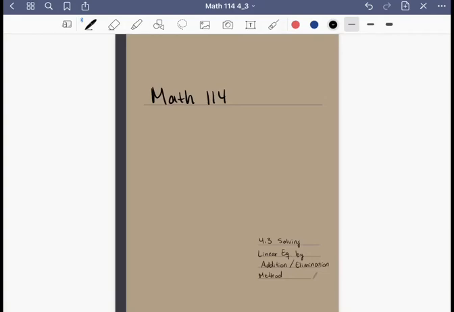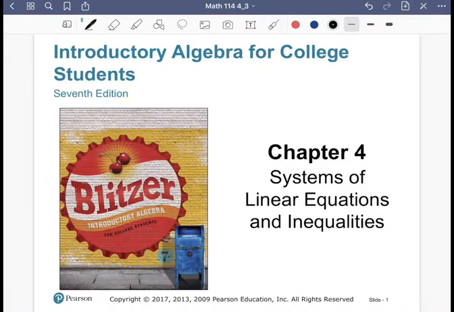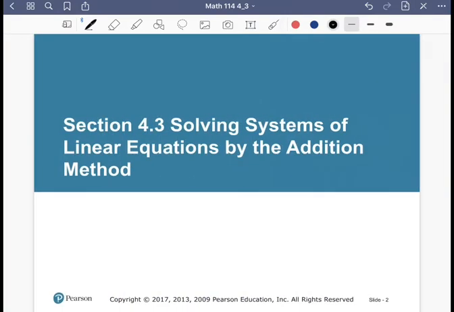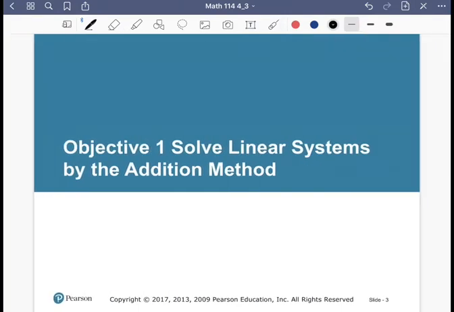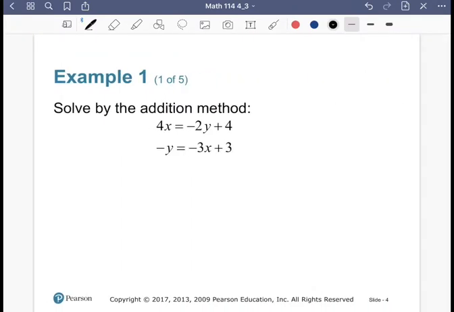Hello, this is Math 114, section 4.3, solving linear systems by the addition or elimination method. However you want to call it, it's the same thing. So, objective 1, solving a linear system by the addition method. Again, same thing. Before we start, let's recall.